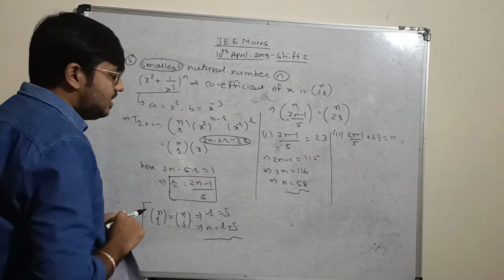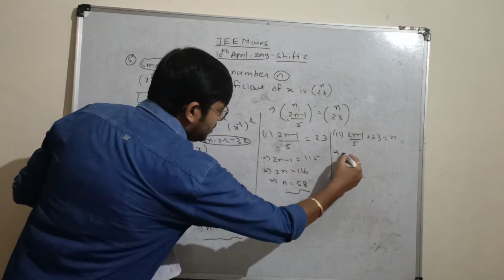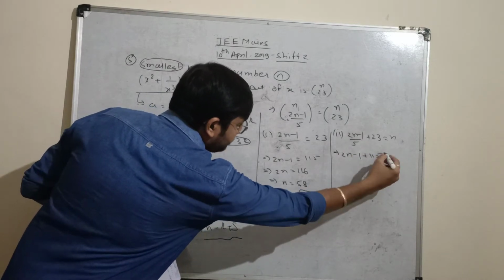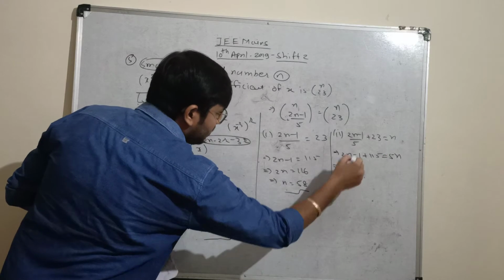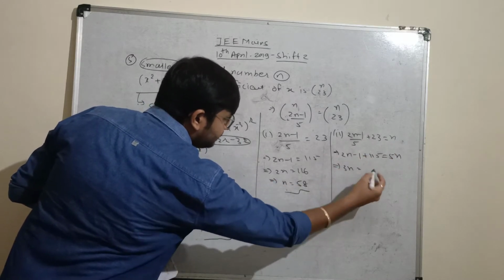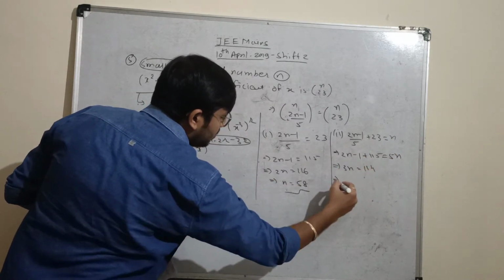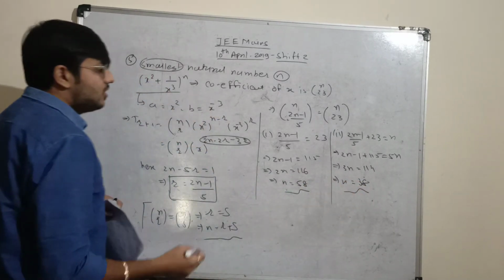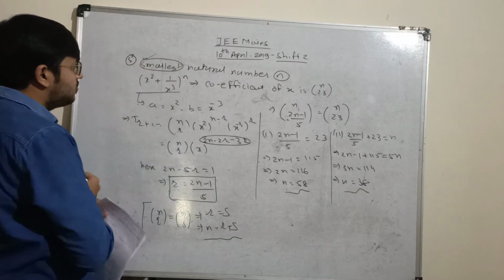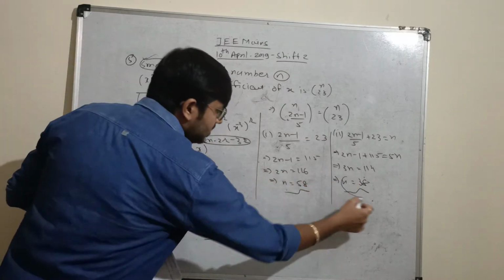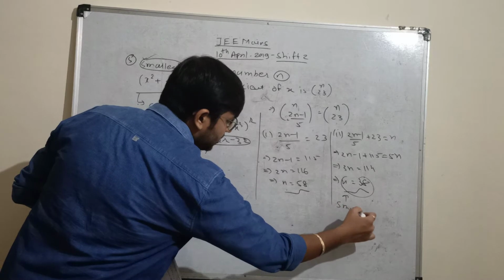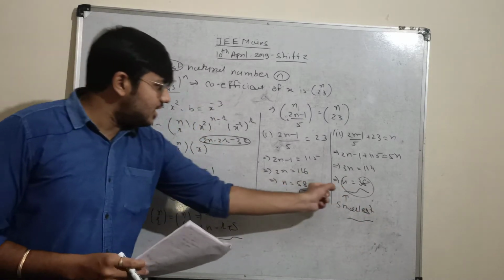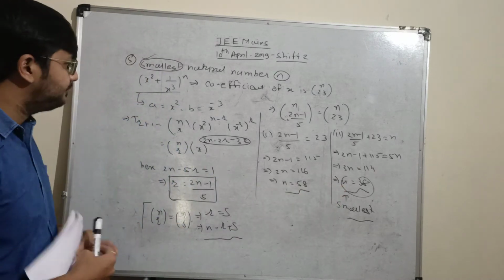Okay. And for the second value, we can have (2n minus 1) by 5 plus 23 equals n. That will be the condition. So let's find out the value. So it's 2n minus 1 plus 115 equals 5n. So 3n equals 114. So n will be 38. Right? So according to the question, we need to find the smallest natural number. So n equals 38 is the smallest value compared to these two. Right? So n equals 38 is your answer.